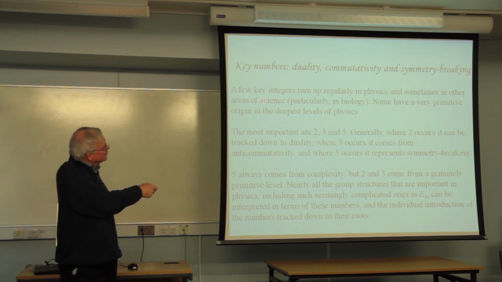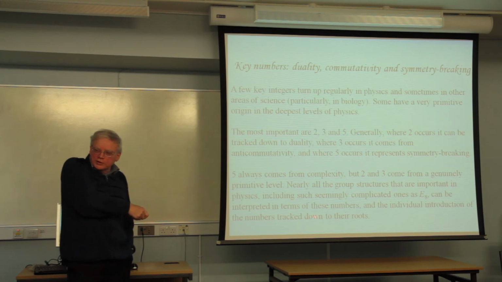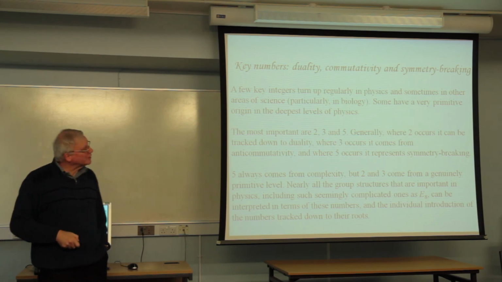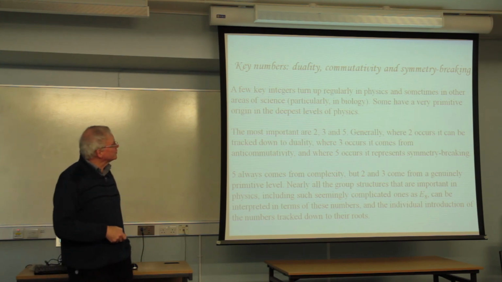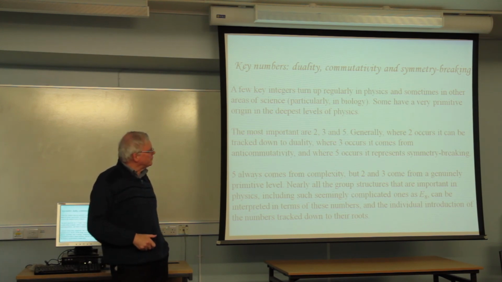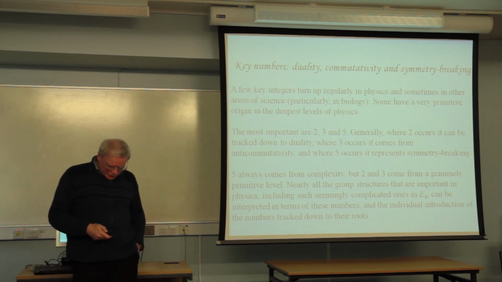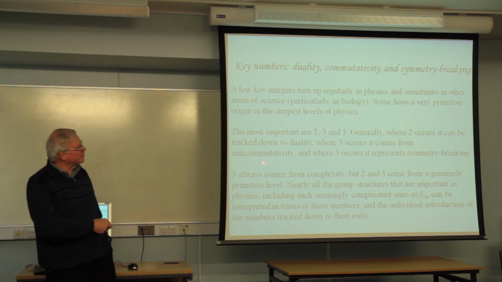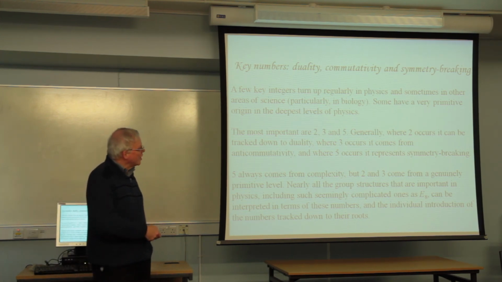And what I want to say here is, this looks quite trivial, and it is, but it's also very profound. What we notice is that a few key integers turn up all the time in physics, and even in other areas of science. And these are incredibly important, and they're 2, 3, and 5. Whenever we find 2, we can be absolutely certain where the origin of it is. It's duality. It's some kind of duality. Wherever we find 3, we can be certain that it's anti-commutativity. And where we find 5, the alarm bell rings, and that's symmetry breaking.